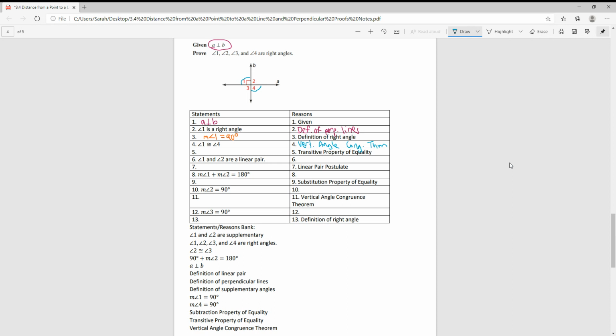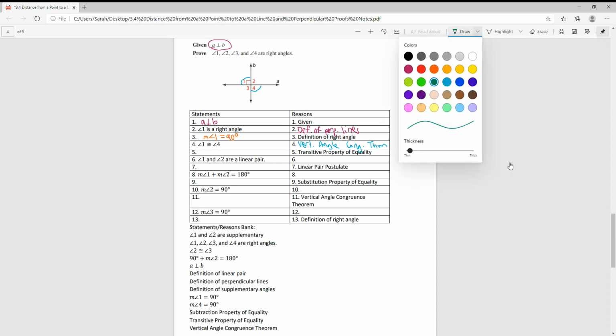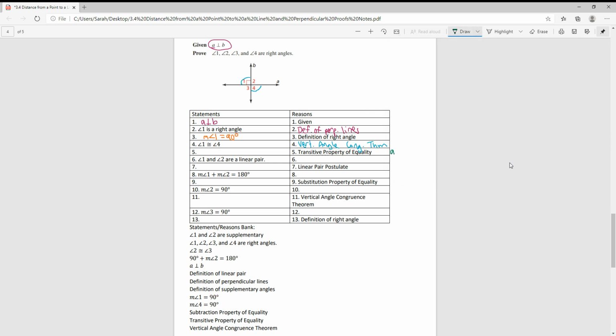Okay. Next up is whatever we are saying is because of the transitive property of equality. Remember, transitive property of equality says that if A equals B and B equals C, then A equals C. Well, let's see what we know. Right now we know measure of angle 1 equals 90 degrees. Angle 1 and angle 4 are congruent, which is basically the same as saying measure of angle 1 equals measure of angle 4. So since measure of angle 1 equals 90 and measure of angle 1 equals measure of angle 4, we can say that measure of angle 4 equals 90 using that transitive property of equality.